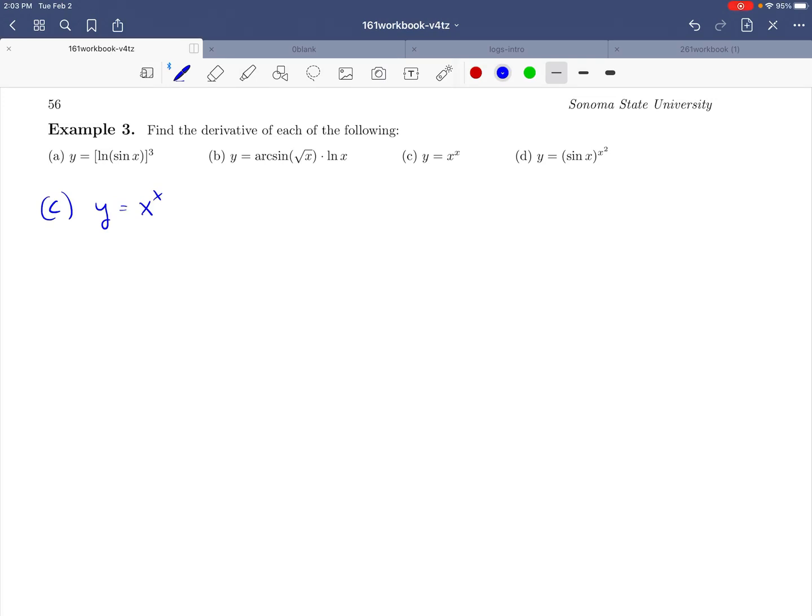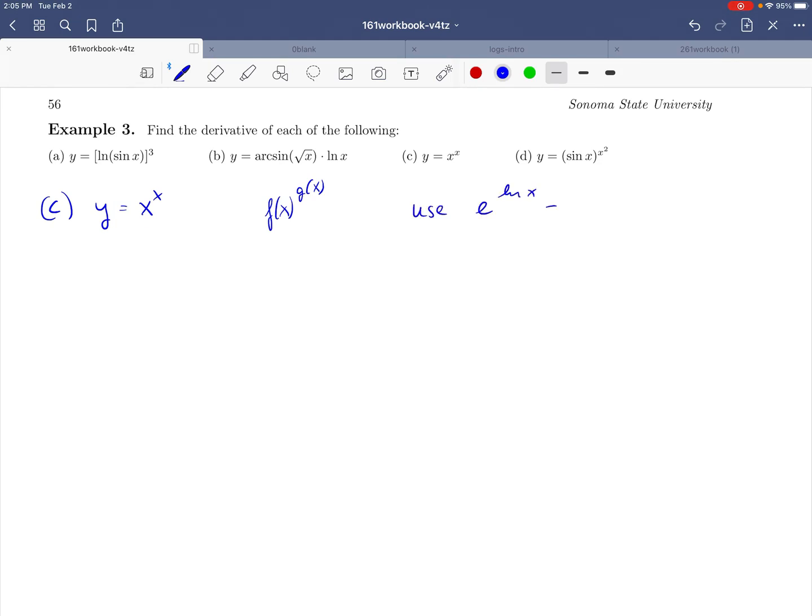Okay, in this video we're looking at example 3 on page 56, and we're going to look at part C. So here, looking at the function y equals x to the x, we see that this is a case where we have a function raised to another function. So we have a variable in the base and we have a variable in the exponent.